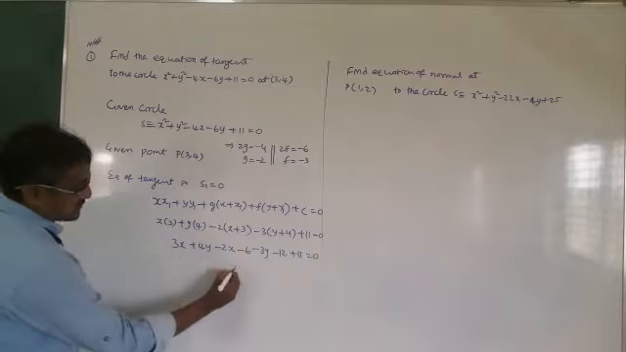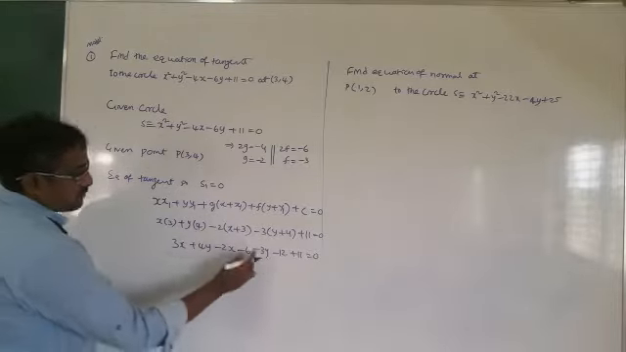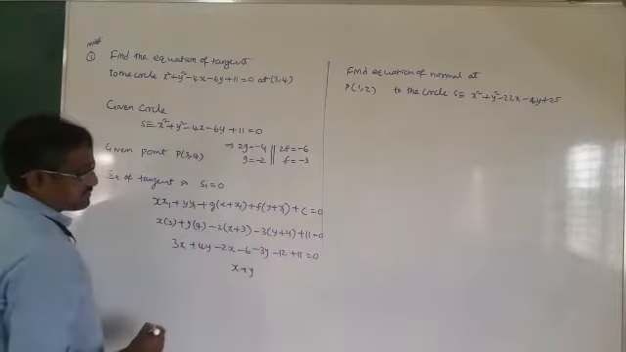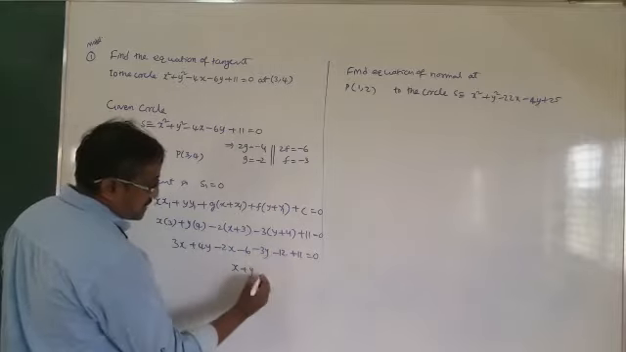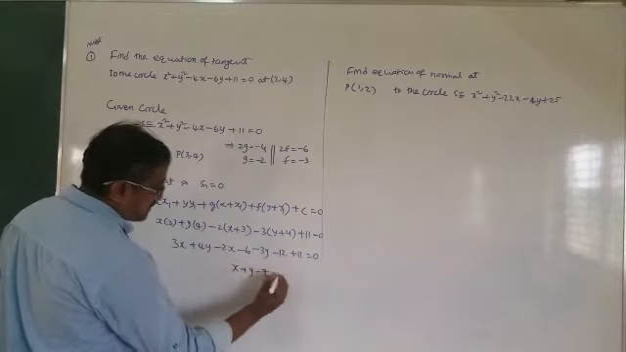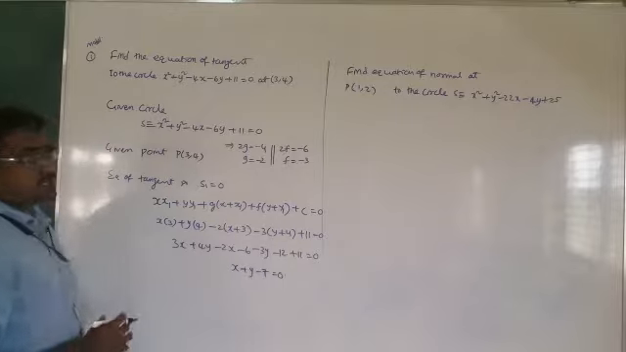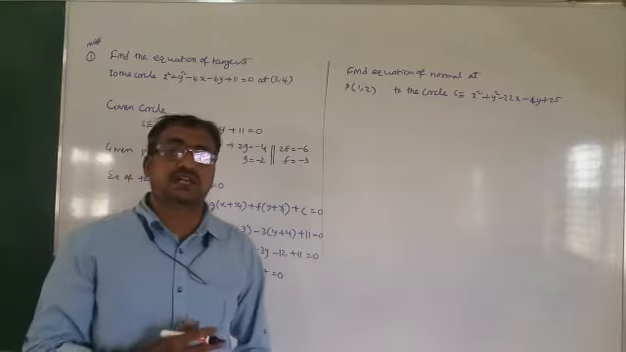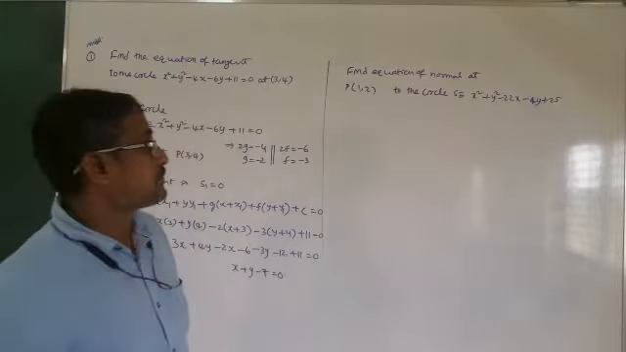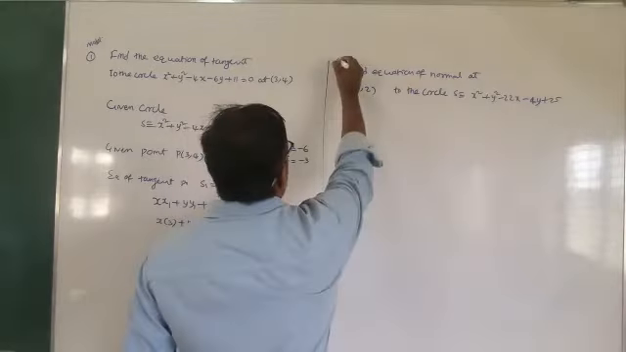So 3x minus 2x is x, 4y minus 3y is y. So x plus y minus 18 plus 11 is minus 7 equal to 0. That is the equation of the tangent at that point. Now second problem.